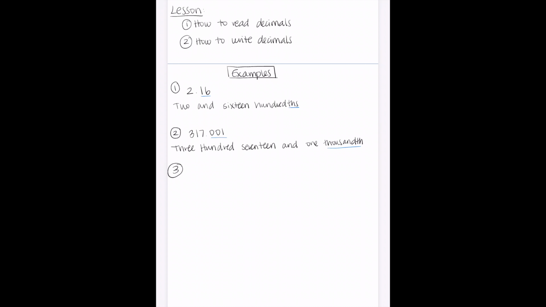Now we'll move on to our third example. For number 3, we have 11.037. As we can see, we already know 11 will just be 11, and "and" to represent our decimal point. And the 37 is in our thousandths place, because it is 3 places after the decimal. So it would be 11 and 37 thousandths for number 3.